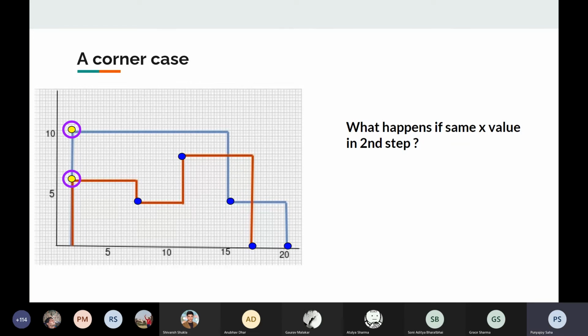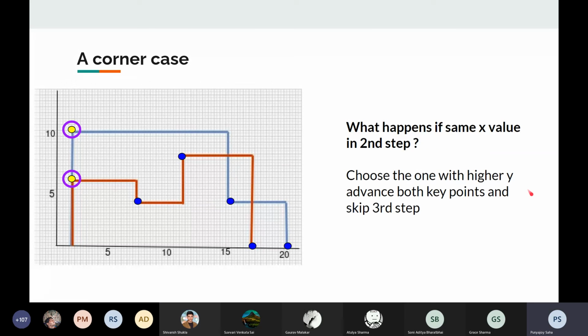Choose the one with the maximum y coordinate. Yeah, and then do we require to increment both, I guess. Yeah, exactly. Choose the one with the higher y point, and then move both the key points and skip to the third step. Okay, so this is the entire algorithm here.